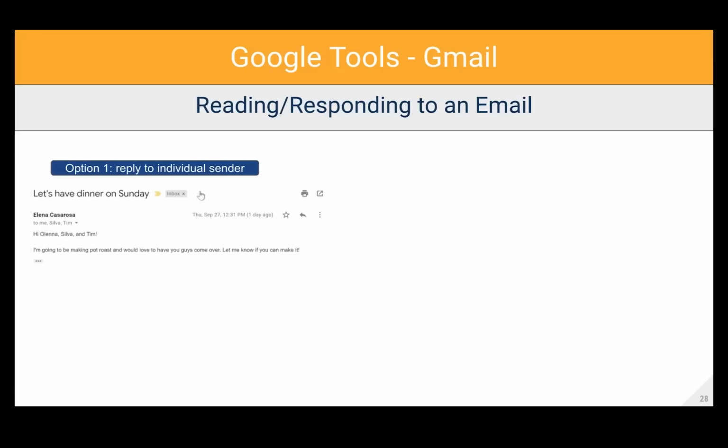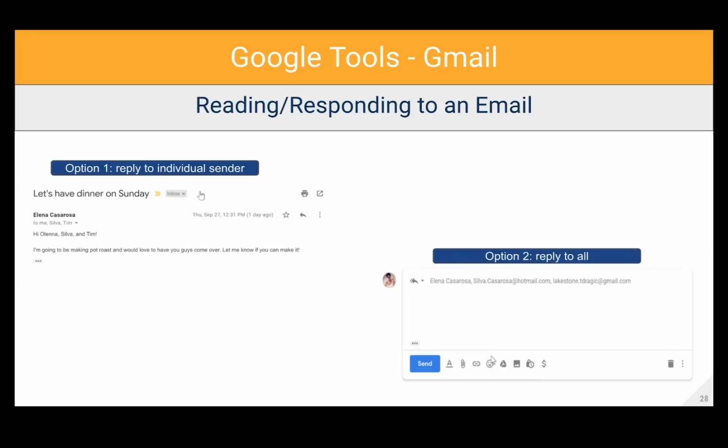whether you want to reply just to the person who sent the message or reply to all, the sender and all recipients. For example, if you're collaborating with a group of people via email, you'll probably want to use the reply to all option so everyone gets the message. However, if you want to send a more private message to the sender, you'll need to select the reply option so the message just stays between the two of you. You can see option 2, reply to all, on the right-hand side of the screen, and option 1, reply to individual sender, on the left-hand side of the screen.